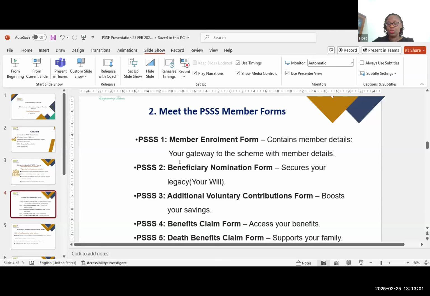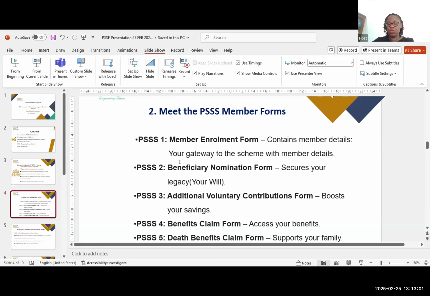So these are the forms that we have created for our members. We have revised them. These forms are very easy to complete, and we will see them right at the end when we look at the forms individually. But the main aim of this webinar is to ensure that we update our beneficiaries. Who are these people that we would like to get our benefits in case anything happens to us? And so we will have a spotlight on the first 2 main forms, which is the member enrollment form and the beneficiary nomination form.